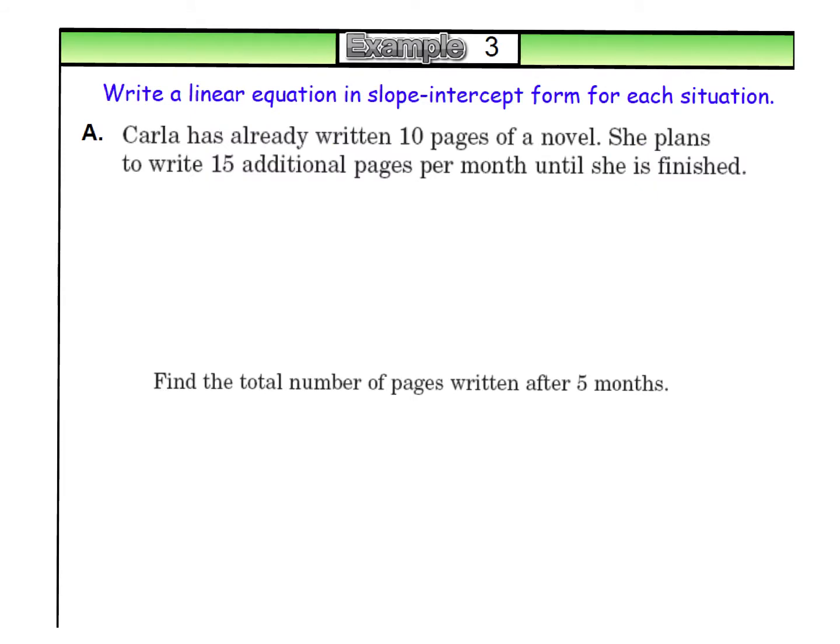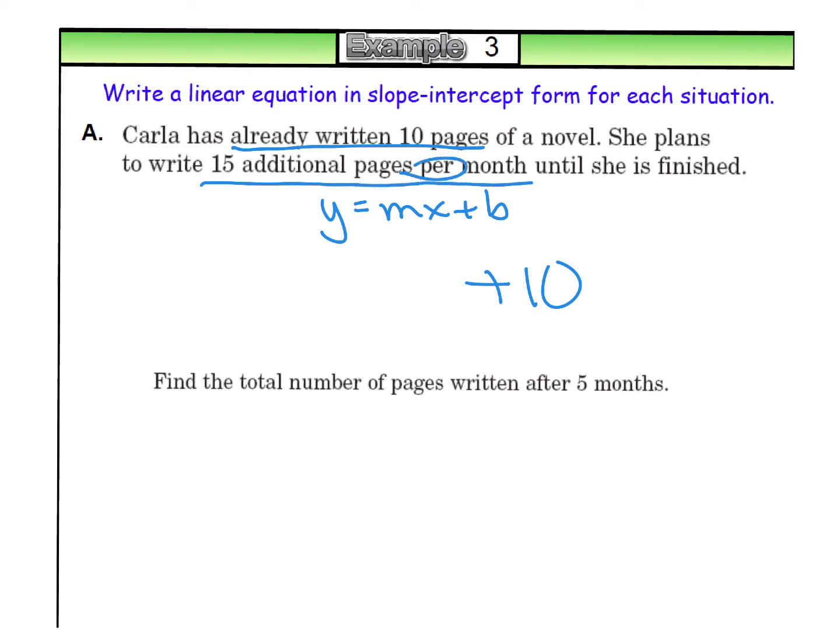So let's take a look at a couple of examples. Carla has already written 10 pages of a novel. She plans to write an additional 15 pages per month until she's finished. So we're starting with slope-intercept form, y equals mx plus b. So she's already written 10 pages. That's her beginner. That's how much she started with. Then she's going to write an additional 15 pages per month. That per is one thing we're going to look for. So 15 pages per month.